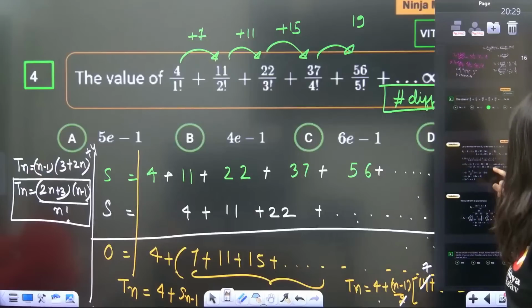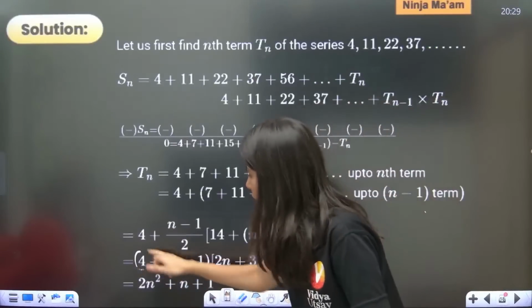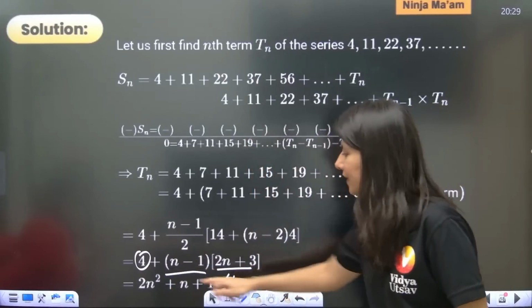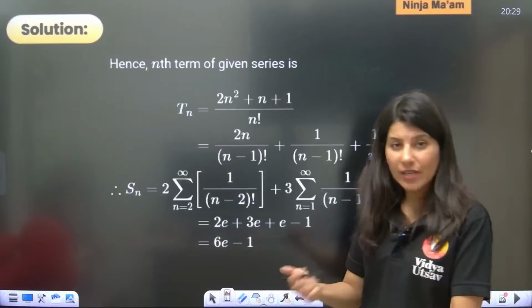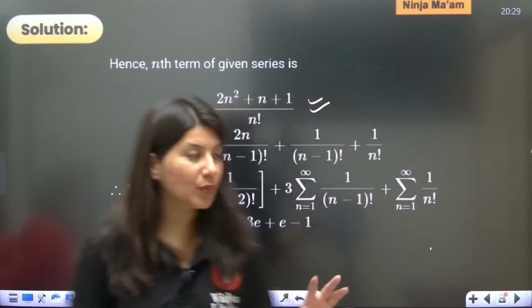Hold on. Okay, so let me just tell you that this is 4 plus n minus 1, 2n plus 3. So your Tn will be 2n square plus n plus 1. Okay. And your general term will be 2n square plus n plus 1 by n factorial. Correct? What do we do now?